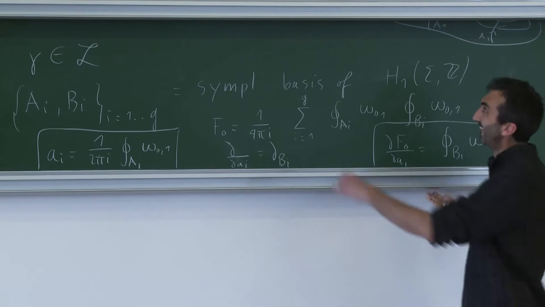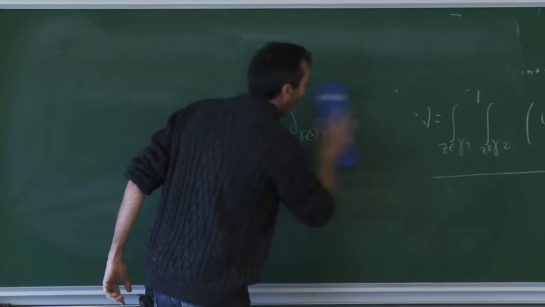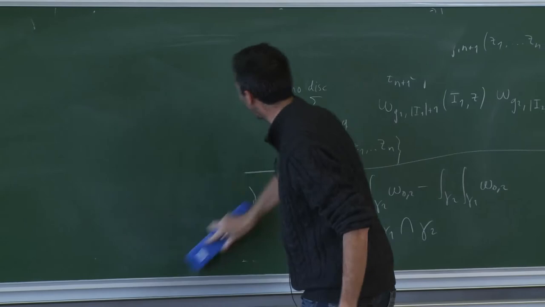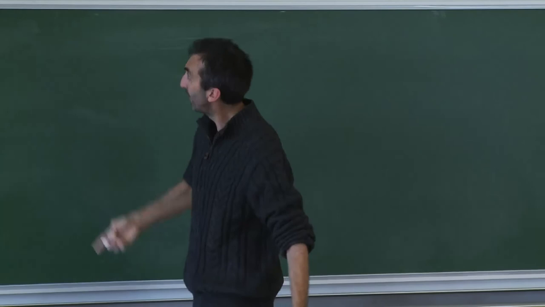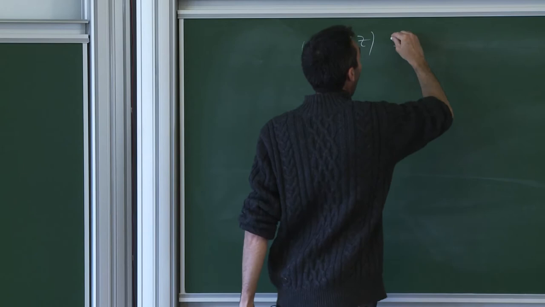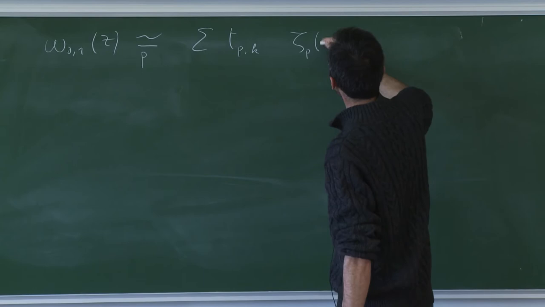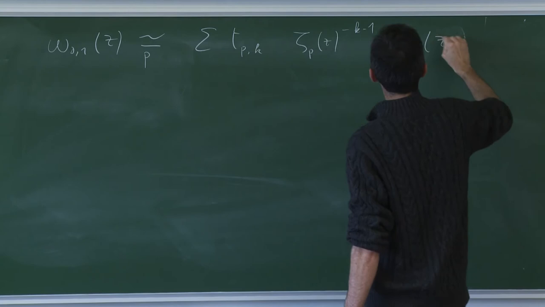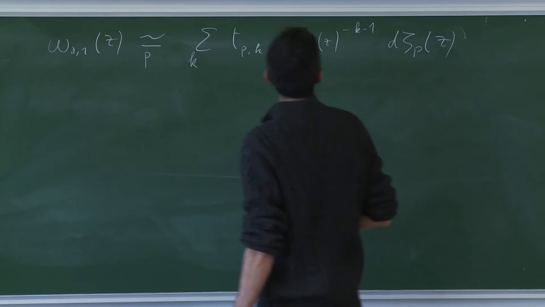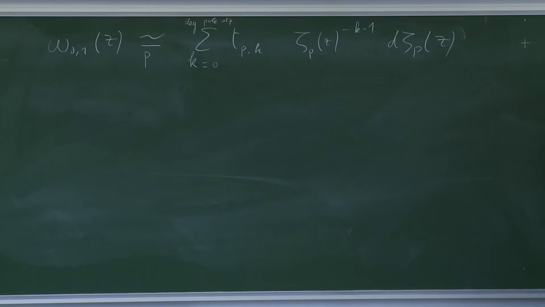Okay. And indeed, if now you consider forms with poles, and if you consider as parameters, instead of your a_i, the coefficients in the Laurent series expansion. So imagine that omega_{0,1}(z) behaves near a pole p as the sum of t_{p,k} times the local coordinate zeta_p(z) to the minus k minus 1, d zeta_p(z), so it's a one form, sum over k equals 0 to the degree of the pole at p, plus analytic at p.